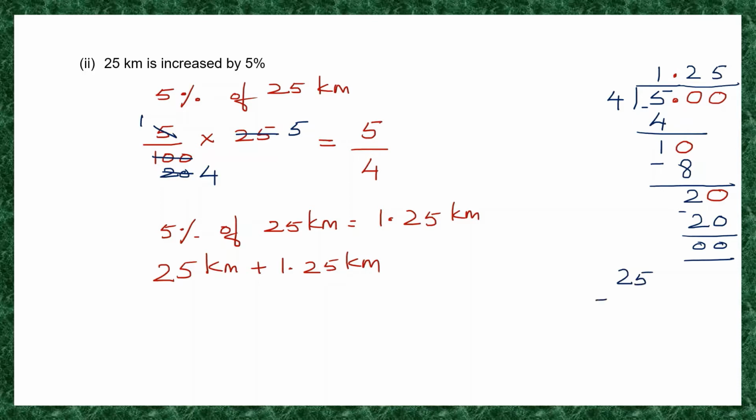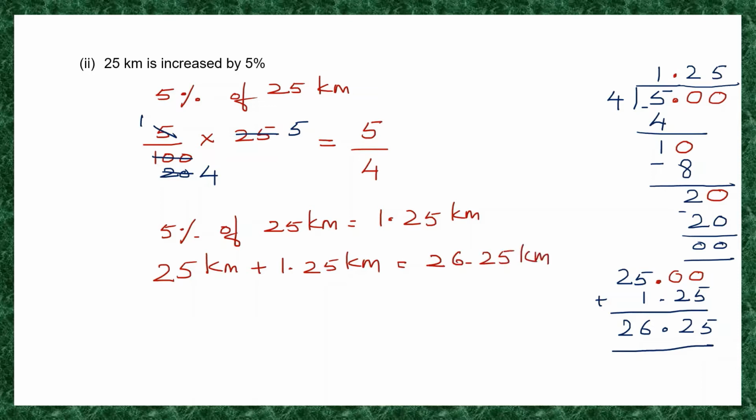25 plus 1.25. Remember, when we did addition of decimals, we learned that we should make them like decimals before we add or subtract. So let's make them like decimals, a decimal point there, 2 zeros, and now they become like decimals. Let's add 5, 2, put the decimal point, 5 plus 1 is 6, and 2. So I have got 26.25 kilometers.